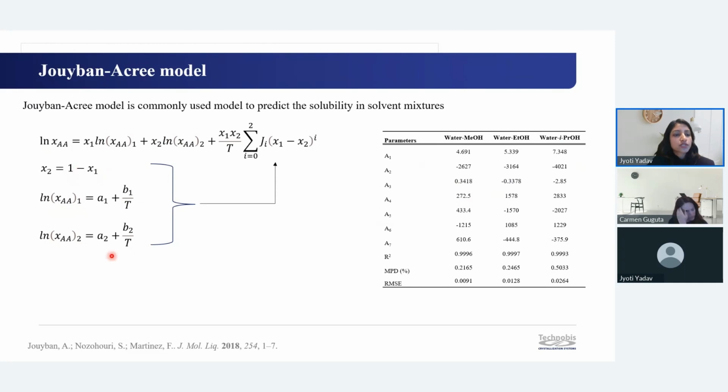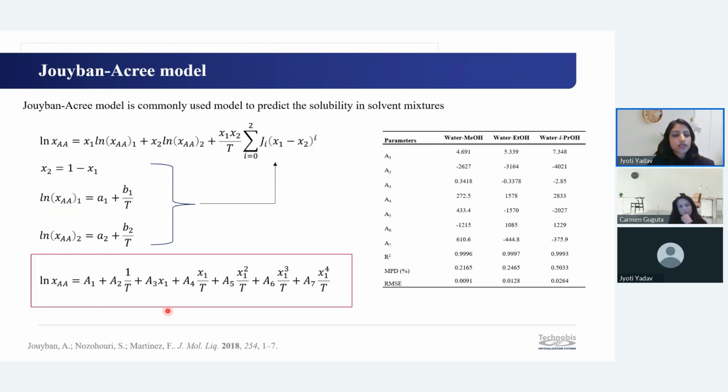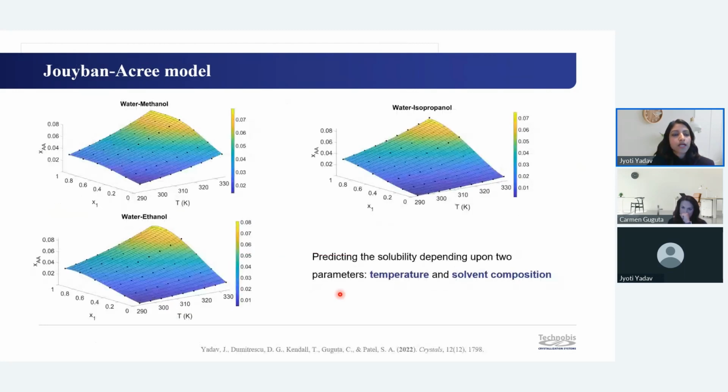If we substitute into this general equation, our first equation, we get this as our final equation, where A1 to A7 are constants, which were calculated by curve fitting the solubility curves. And these are the obtained values of the constants. If we substitute these constants in this equation, we can make surface plots of the solubilities. And from these surface plots, we can determine the solubility of ascorbic acid at any temperature and at any composition of binary solvent systems.